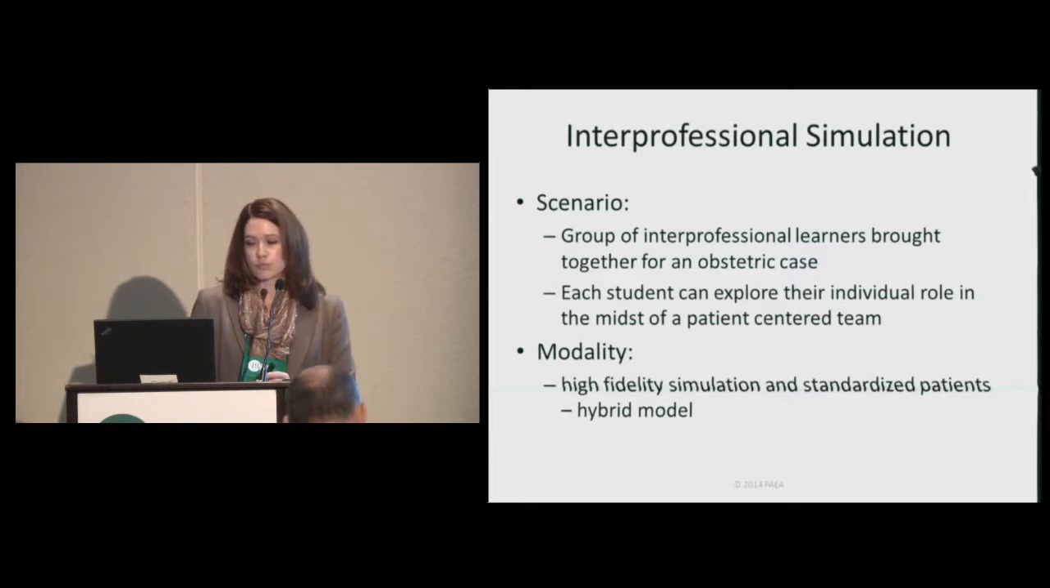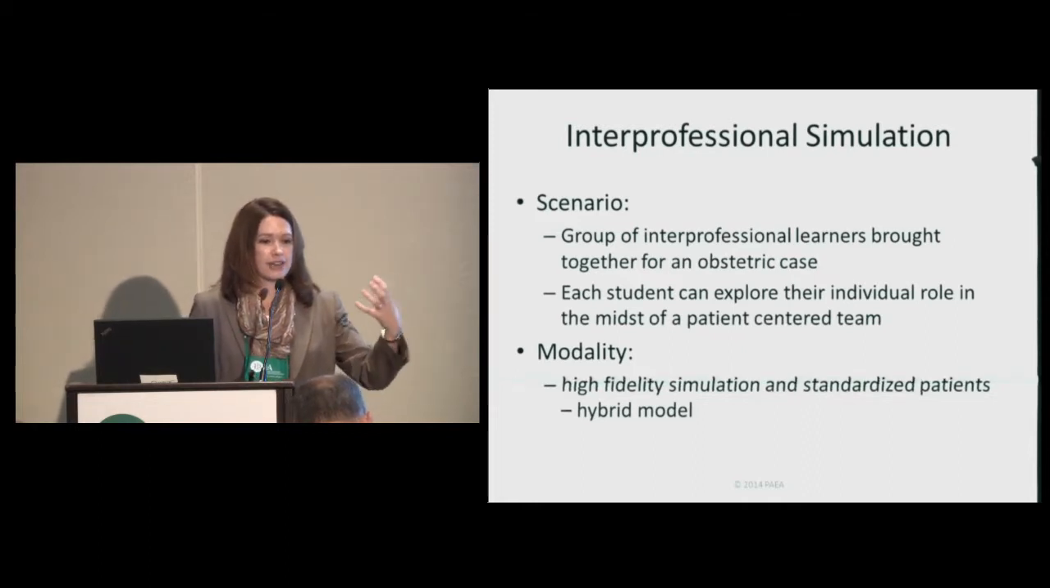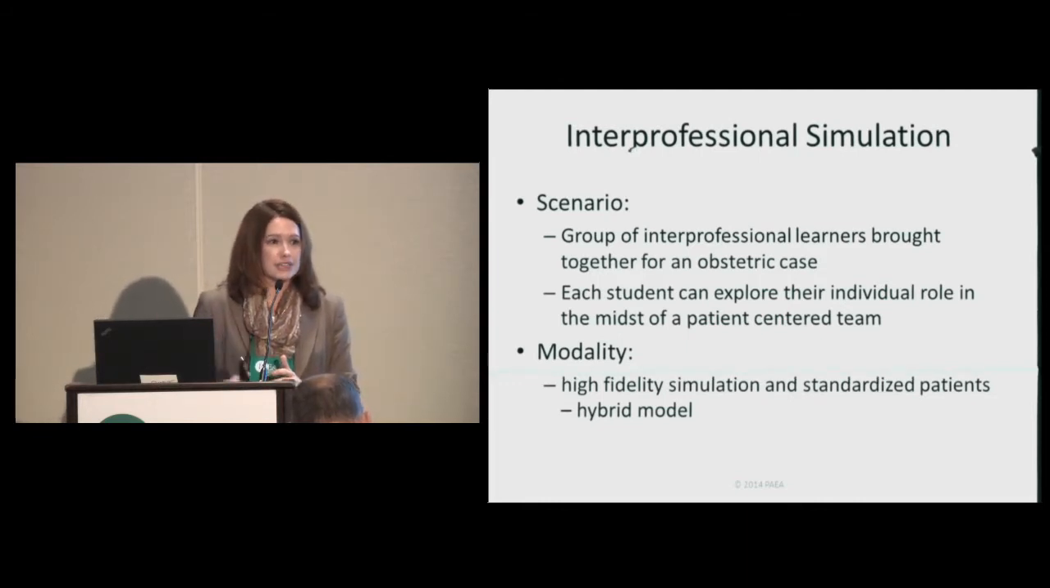You can also throw in things called Confederates, which Nina alluded to, and that's just someone coming into a role to add a level of complexity. It could be an unhappy spouse, a family member, or the parent of a pediatric case, depending again on what your goals and objectives are.